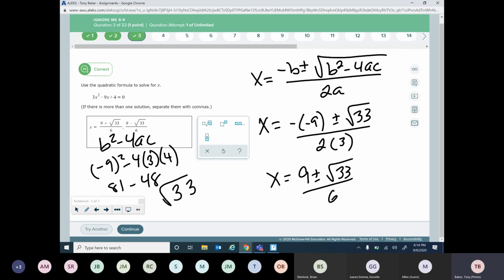So those are little tricks to make life a little bit easier when you're doing the quadratic formula: just do the b squared part first and then plug it back into the quadratic formula.